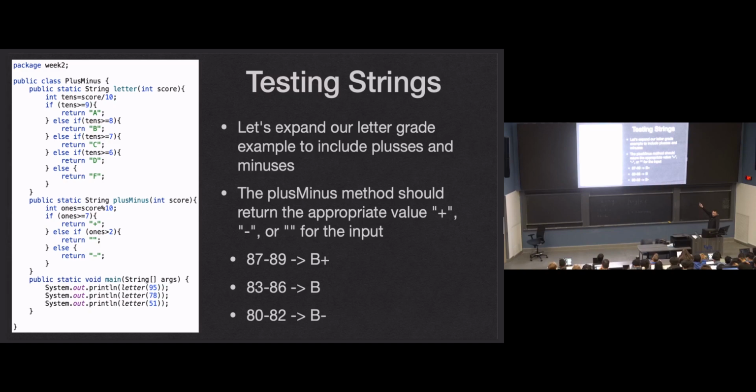Anyway, so we want to test this thing, and the behavior that we want from this plus minus is that if the ones digit is 7 or more, plus, 2 or less, minus, and then everything else is no modifier. That's what we want. And we have a few test cases. 95 should have no modifier. 78 plus, 51 minus.